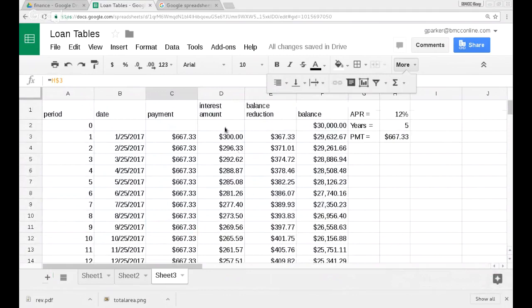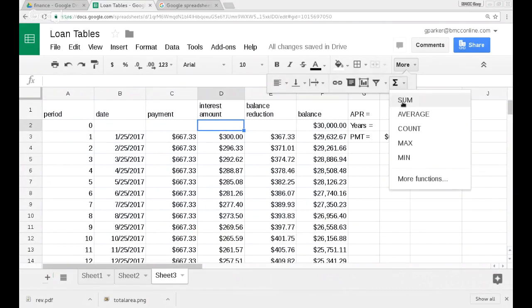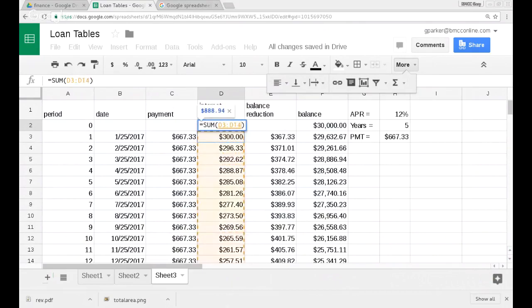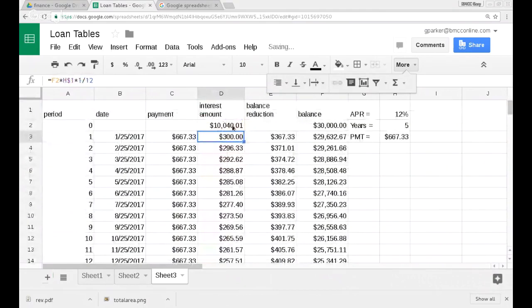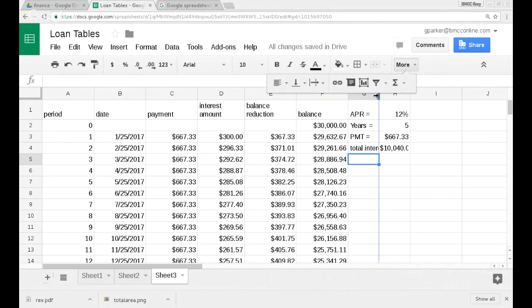Other things we could do is look at our total interest by, say, adding up the entire interest column. What did we end up paying extra for that $30,000 car because we didn't have the money up front? Computer says you paid another $10,000 for that car at 12% interest. Holy moly. Wow, that's a lot of money. Let's stick that over here. We can call that total interest. Lots of things we could play around with, calculations we can do and analyze this debt.